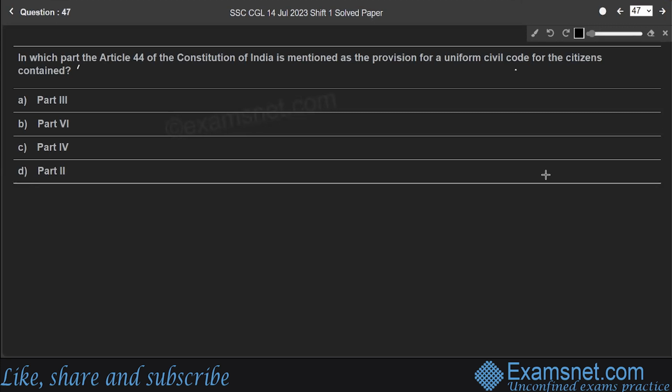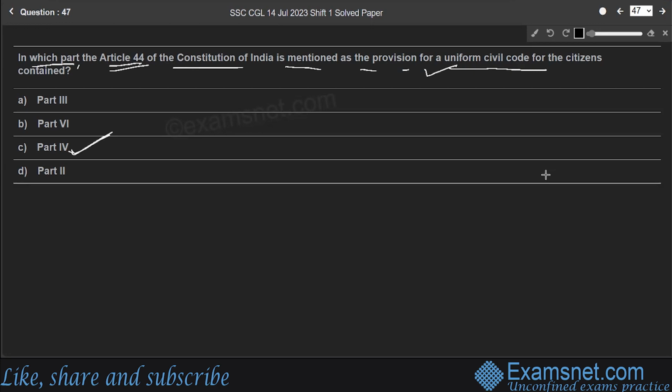Question 47. In which part is Article 44 of the Constitution of India, the provision for the Uniform Civil Code for the citizens, contained? Here in the Constitution of India, in the fourth part, Article 44 is contained. So which is the provision for the Uniform Civil Code, right? Option C is the right answer.